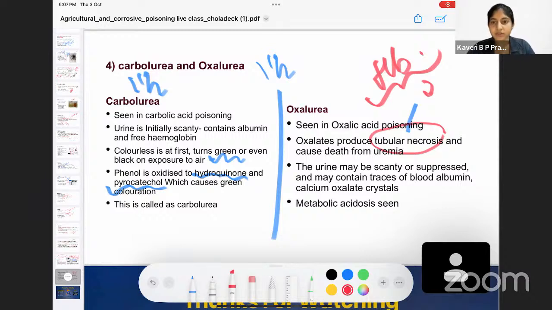Whenever tubular necrosis happens, the amount of urine passed will decrease, and at the end, finally, there is also going to be uremia. The urine may be scanty or suppressed initially, and it also contains traces of albumin and calcium oxalate crystals, because oxaluria means oxalic acid poisoning. Oxalate combines with calcium to form calcium oxalate, and that is excreted in the urine. And because it is an acidic poison, metabolic acidosis is also seen.